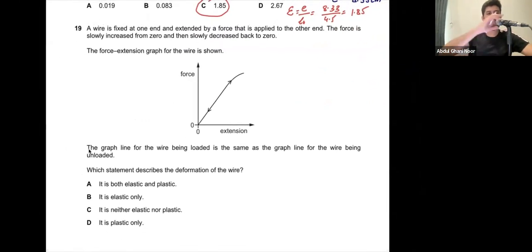Question number 19 says a wire is fixed at one end and extended by a force that is applied to the other end. The force is slowly increased from 0 and then slowly decreased back to 0. The force extension graph for the wire is shown. The graph line for the wire being loaded is the same as the graph line for the wire being unloaded.